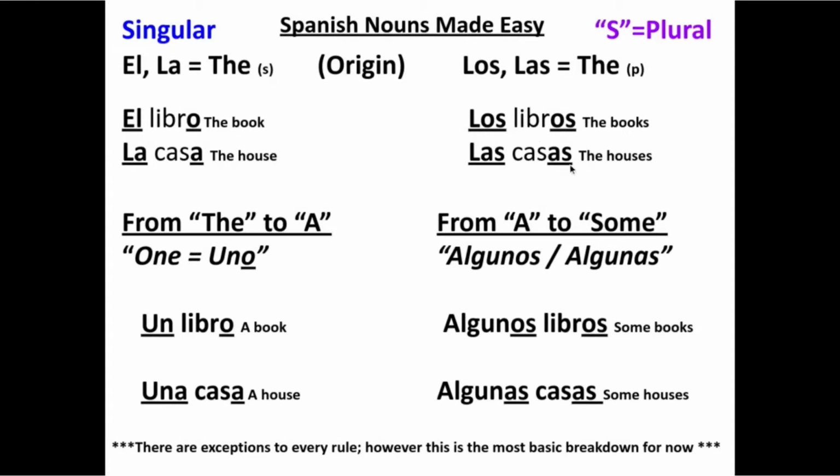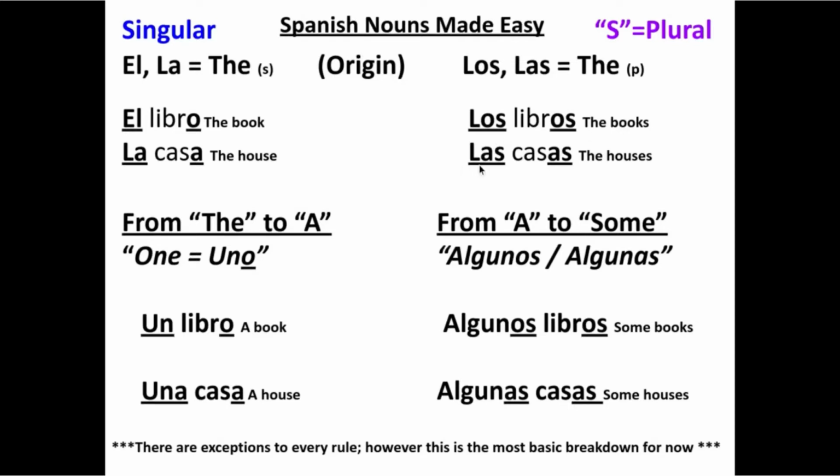Las casas, the houses. I always like to note that Spanish is very pattern-based and very balance-based. There's balance of sounds. Los libros. If it's "los libro," it's going to sound incomplete. Yo tengo los libros sounds better. It sounds complete. So you have to have balance.